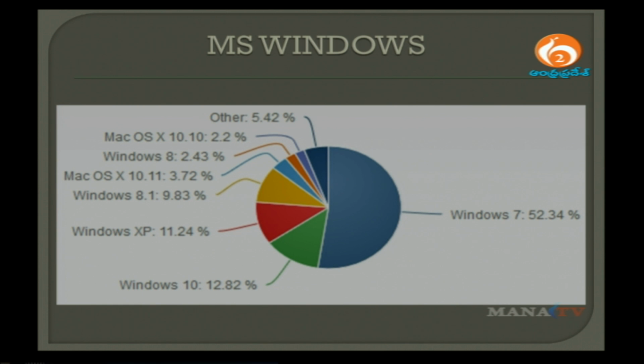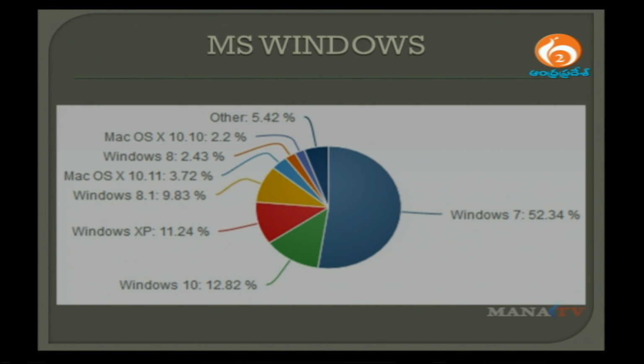Mac OS, 3% of people are using it. The other Windows is 8.1, and this is Windows 8. Almost 2% are using it. Mac OS X 10 version, 2% has been used. And others, when I say others, you have Linux, Ubuntu, etc. All these are used by 5% of the market.